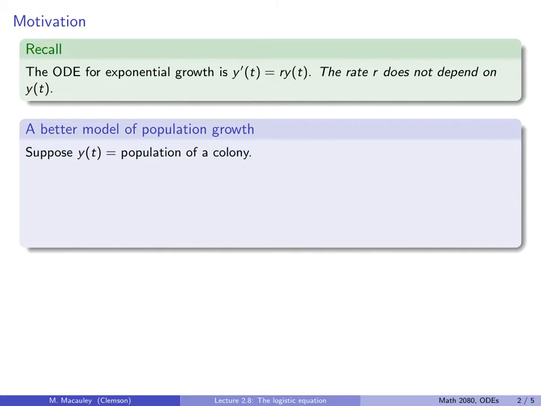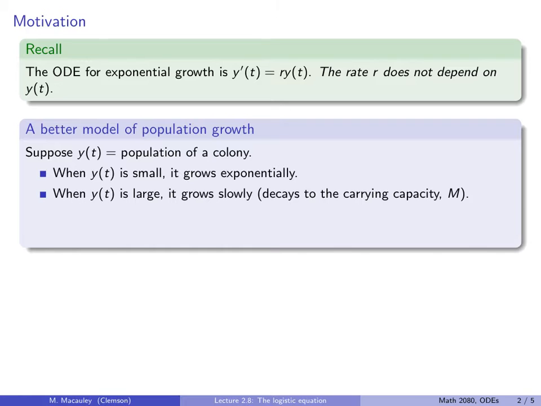So here's a better model for the population growth. Let's suppose, as before, y of t is the population of a colony. Might be bacteria, might be rabbits, might be something else, who knows. When y of t is small, the population grows exponentially. This is what we talked about in the first lecture. I think I mentioned populations of bunnies. You have 2 bunnies, then 4 bunnies, then 8 bunnies, and 16, and so forth. It grows exponentially.